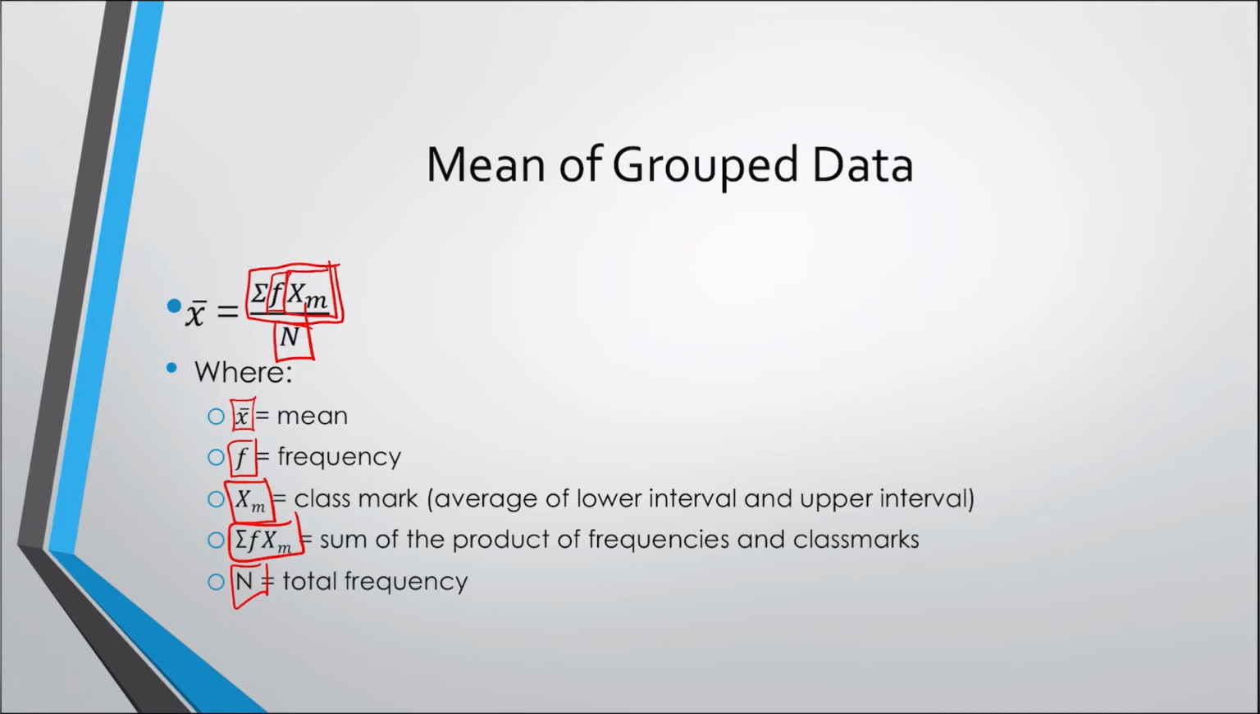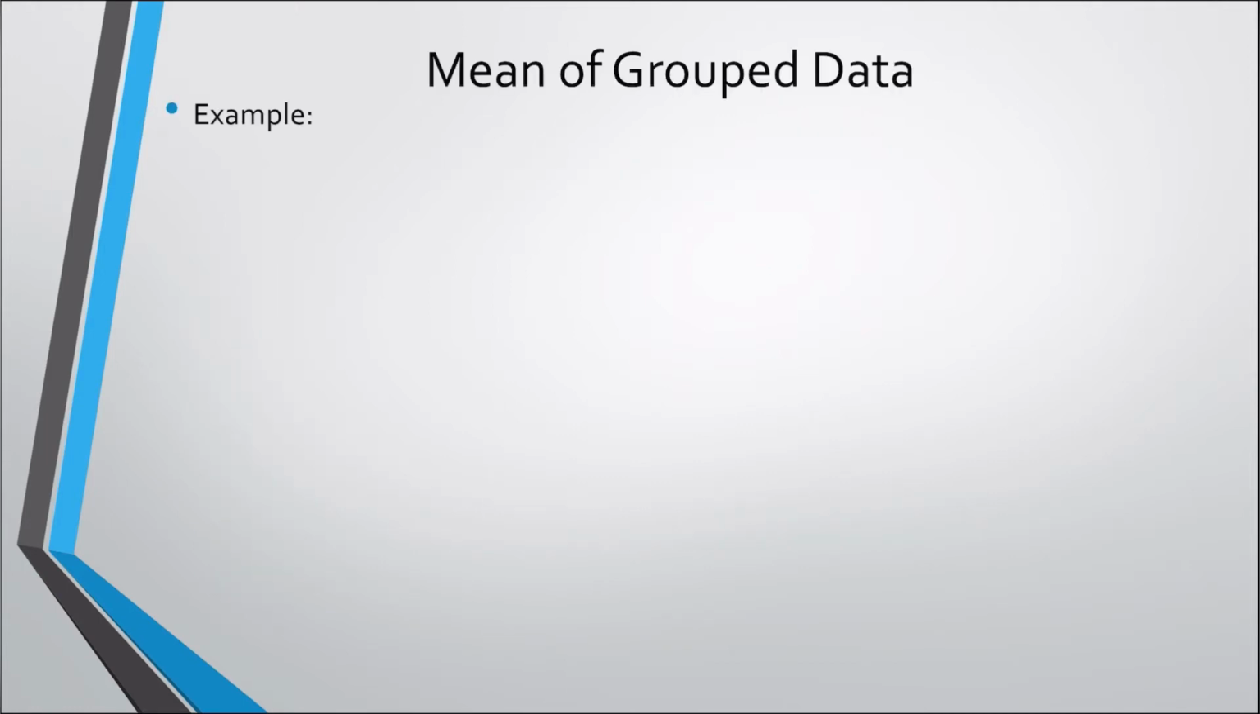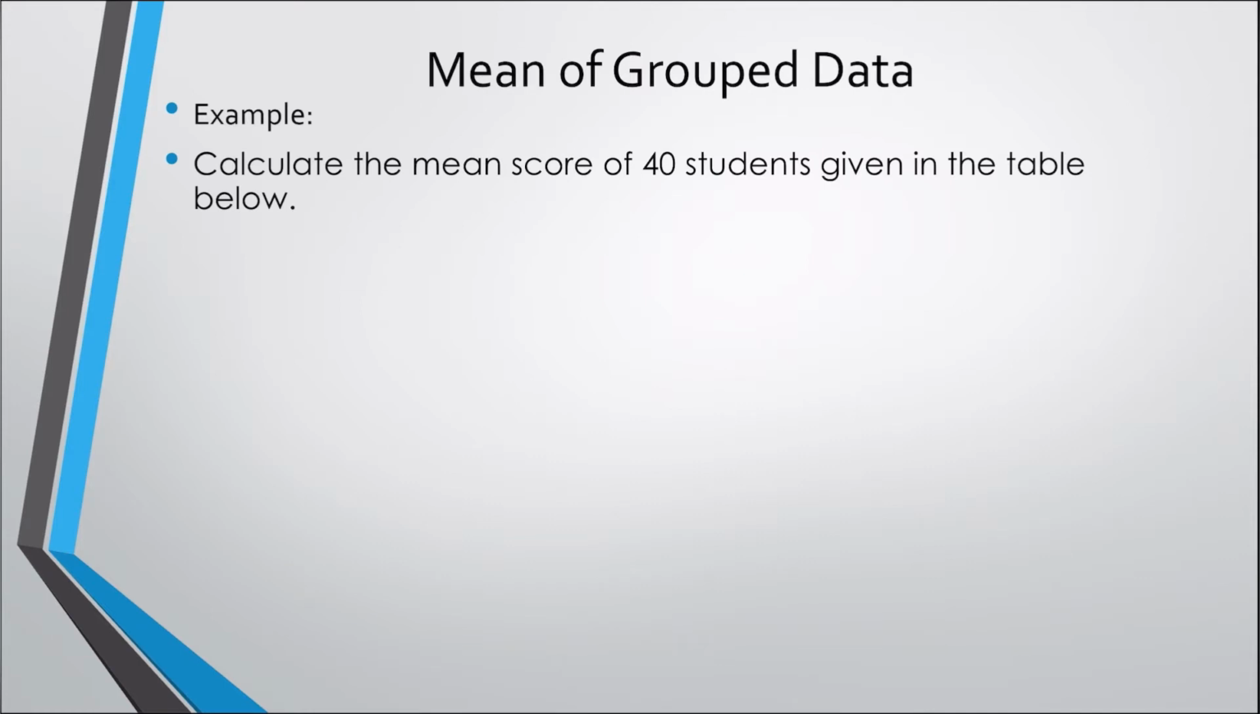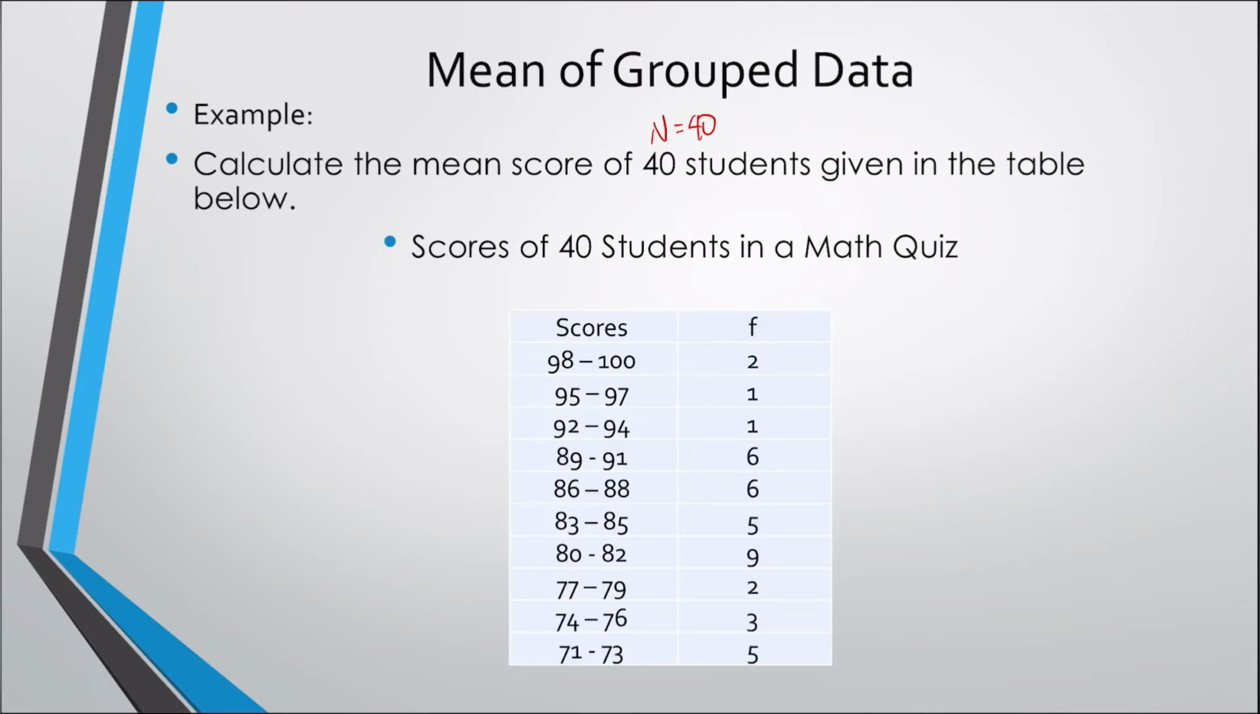Okay? Punta na tayo dun sa ating example. For example, you are going to calculate the mean score of 40 students given in the table below. So, alam natin ang n ay 40, kasi 40 students. Ito yung scores ng 40 students in a math quiz. Bali, ito yung interval natin. Itong mga to ay intervals: 98 to 100, 95 to 97, 92 to 94, hanggang sa pababa.